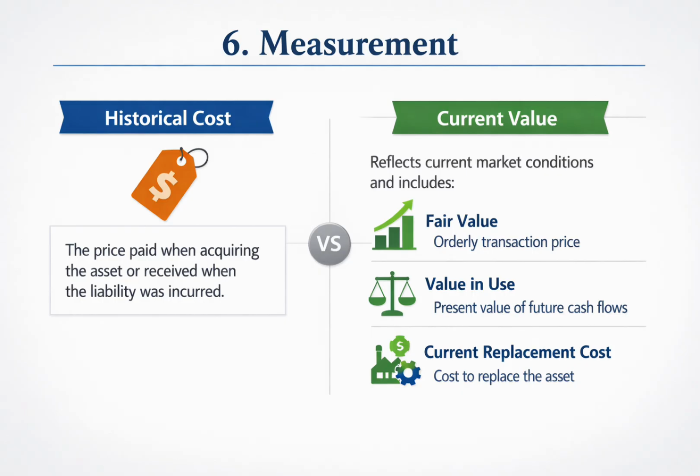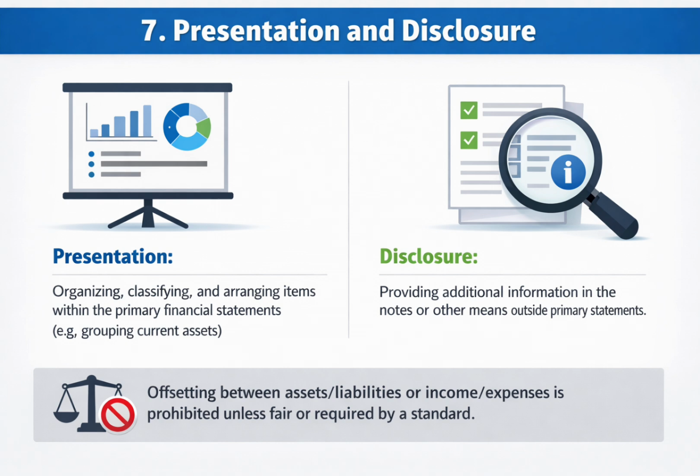7. Presentation and disclosure. Focuses on how to communicate information effectively. Presentation. Organizing, classifying, and arranging items within the primary financial statements themselves, such as grouping current asset items together. Disclosure. Providing additional information in the notes or using other means outside the primary statements. Offsetting between assets and liabilities or income and expenses is prohibited unless it is required or permitted by a standard.